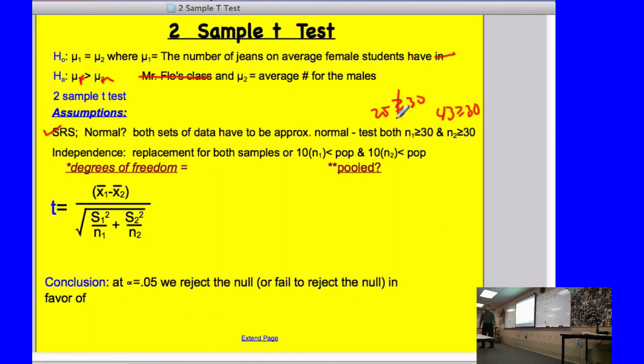Okay? And you type these into your calculator and do what? You would have already, but what do I have to do since it's not greater than or equal to 30? You have to graph it. Okay? And when you graph it, you get a histogram that looks like this.